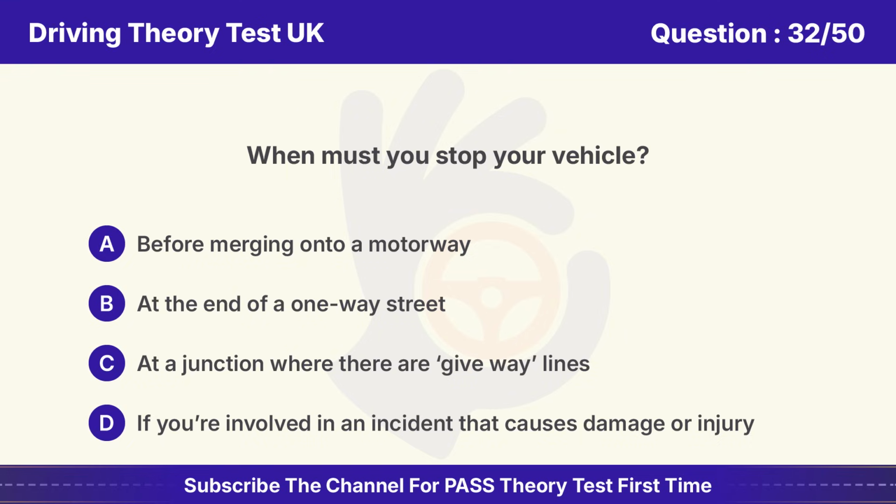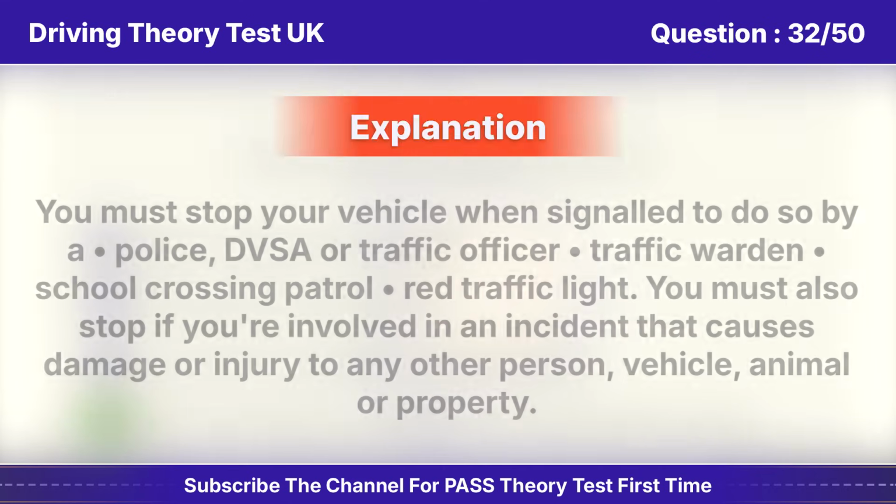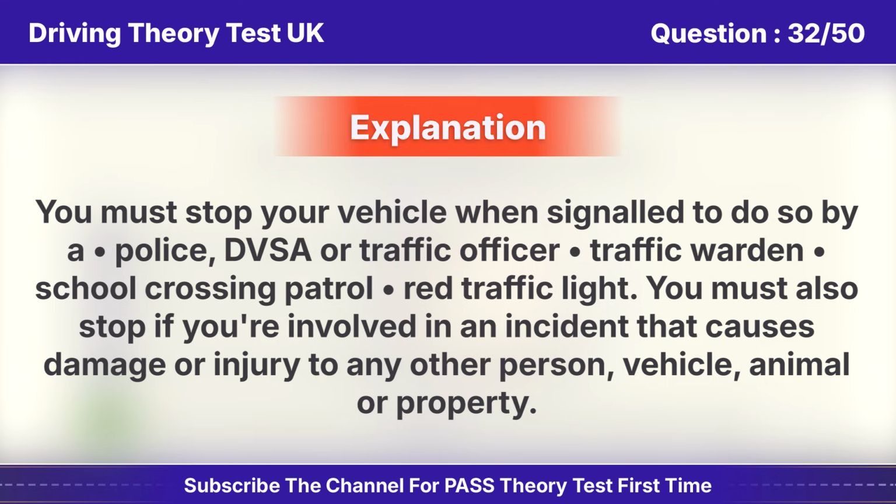Question 32. When must you stop your vehicle? Answer is D. If you're involved in an incident that causes damage or injury. You must stop your vehicle when signaled to do so by a police, DVSA, or traffic officer, a traffic warden, a school crossing patrol, a red traffic light. You must also stop if you're involved in an incident that causes damage or injury to any other person, vehicle, animal, or property.